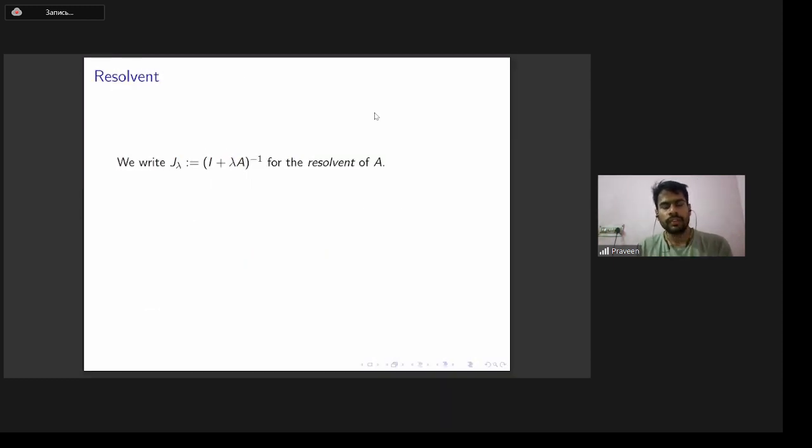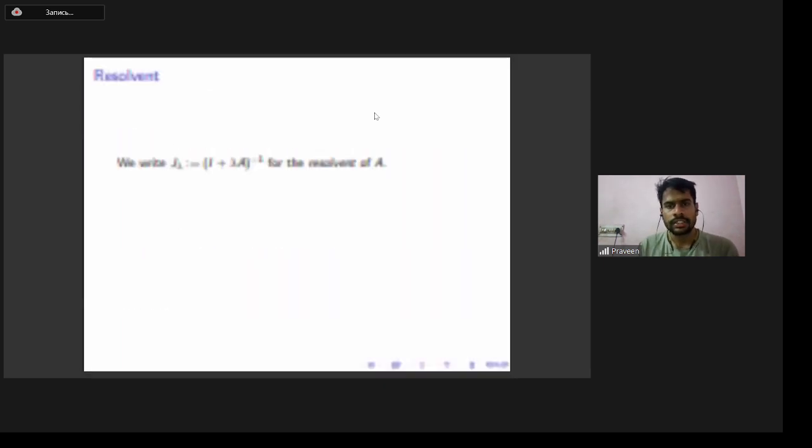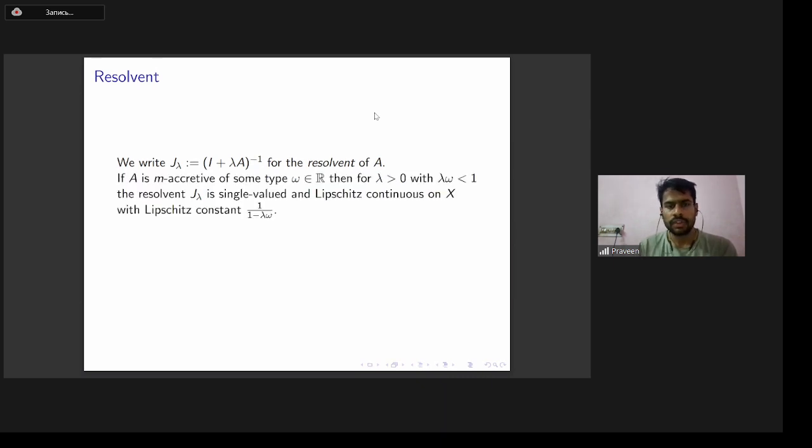So we denote J_lambda = (I + lambda A)^{-1} for the resolvent of A. If A is m-accretive, then this resolvent of A is defined on the whole of X, and it's a single-valued function. Also, using this definition of m-accretivity, we can see that this resolvent is a Lipschitz function with Lipschitz constant 1/(1 - lambda omega).